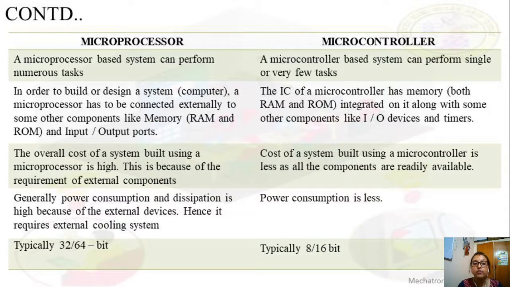Next, the overall cost of a system built using a microprocessor is very high. The overall cost is very high to build a computer. See the cost of a computer and a single mouse. The mouse is made up of a controller. Which is costlier? Is the mouse costlier, or your personal laptop or desktop, or a printer, or your computer? So the overall cost of a system built using a microprocessor is high.